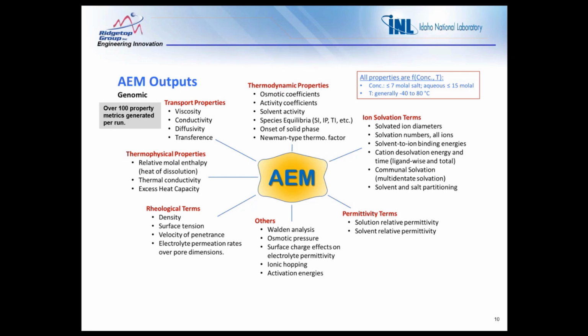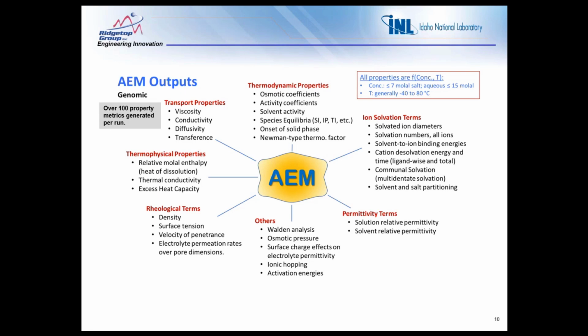Then we have rheological terms, which deal with viscosity and flow characteristics. These are crucial for understanding how the electrolyte behaves in both static and dynamic conditions. Then we have ion solvation terms, which are also critical, giving us insights into how ions interact with the solvent, including solvation numbers and ion pairing tendencies. Then we have permittivity terms, focusing on the dielectric properties of the electrolyte. And finally, there are other categories that include specific electrolyte features such as surface tension and electrochemical stability.